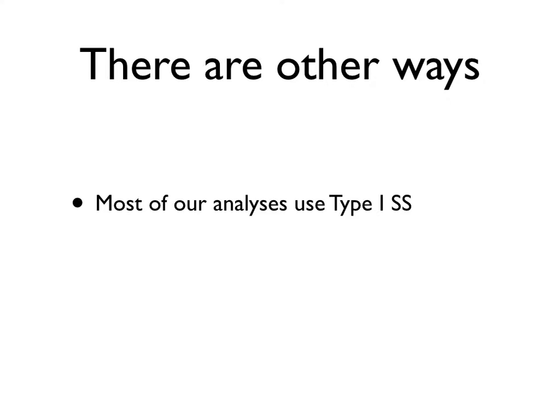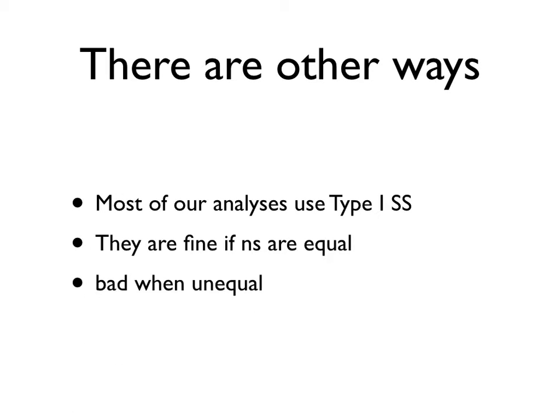There's more kinds of sums of squares than type 1s. By the way, type 1s assume equal ends. Remember that from looking, again, at the formulas, they show that the ends are equal. They don't work when you have unequal ends.